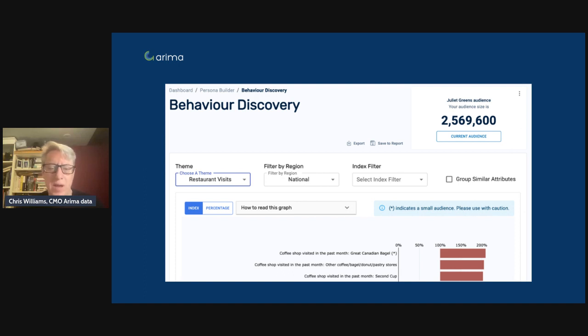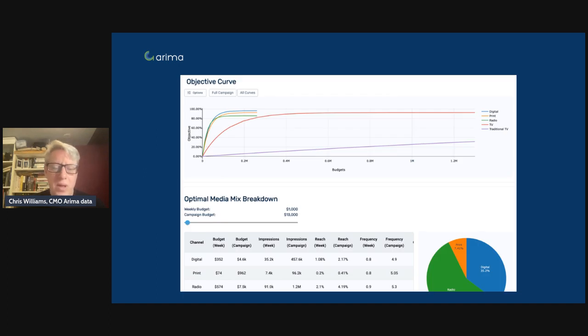In this case, about 2.5 million synthetic individuals are pulled out of the database. And then you can look at them and say, well, what I'm interested in is seeing their restaurant visits. And you can see them by index and sort of uncover insights about them. Well, if that's your target group, then you can also create a campaign based on reach and frequency, media costs, channel usage. All of that just becomes available to be built on top of the synthetic population.